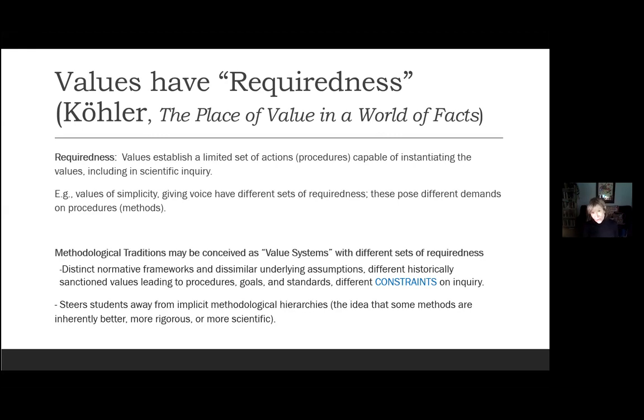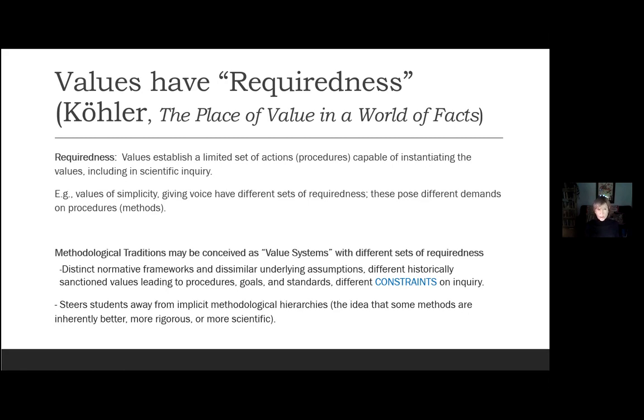So I think it's useful to construe methodological traditions as value systems with different sets of requiredness, complex interactions of values, not just a single value, but systems. Nevertheless, they have distinct normative frameworks, dissimilar underlying assumptions, and different historically sanctioned values leading to choices of procedure, goal, and standards, but all with different constraints on inquiry.